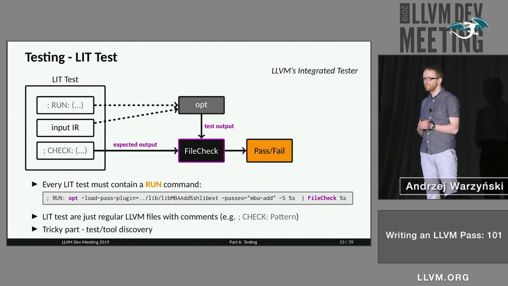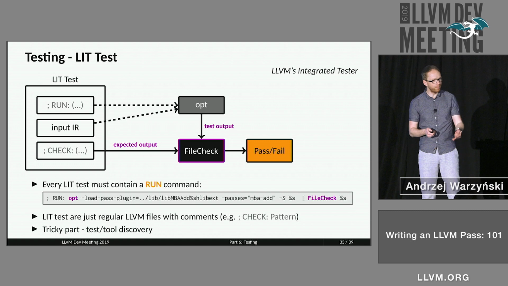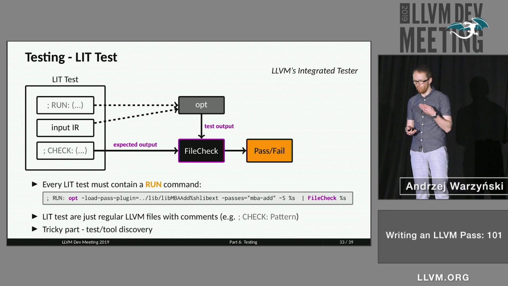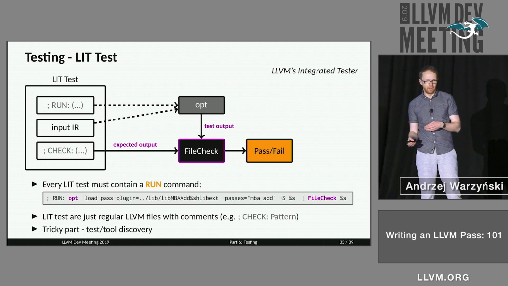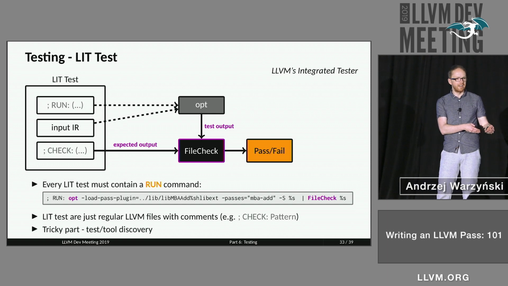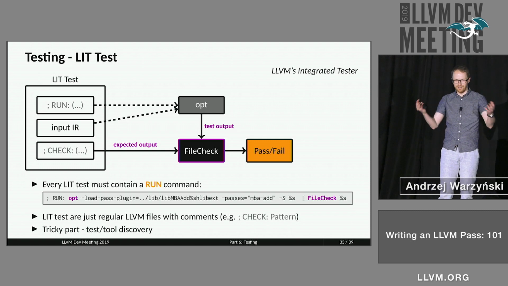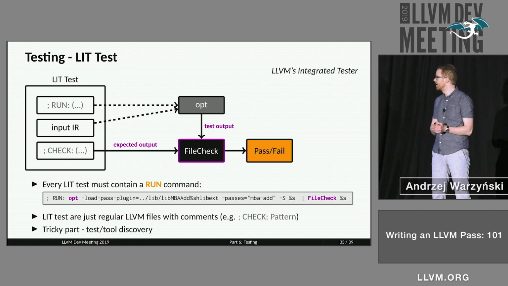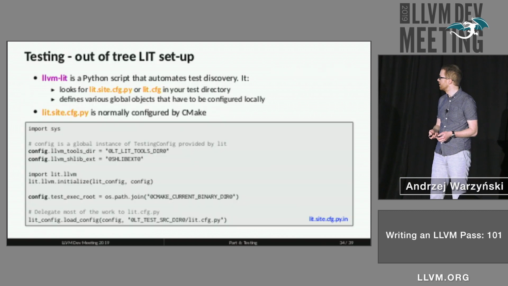Now, what's tricky is that LLVM lit needs to be able to find opt, FileCheck, and identify what your test is. Also, our passes are shared objects, and on macOS, a shared object has the dylib extension. On Linux, it's .so, and stuff like that, and it just explodes. So it's not immediate. And it's, I think, not as nicely documented as it could be.